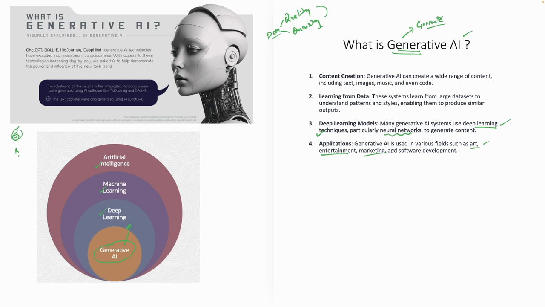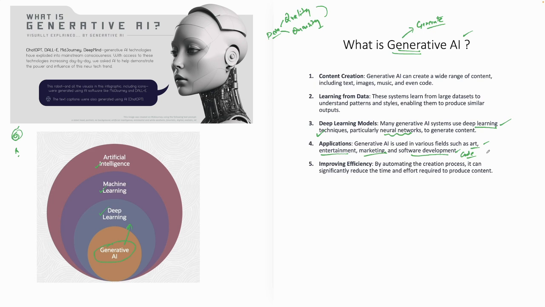In marketing, you can create nice marketing slides. Even in software development, as I said, you can write code through generative AI, right? And we are improving the efficiency. So the data scientists are continuously working on it. By automating the creation process, it can significantly reduce the time and effort required to produce the content.